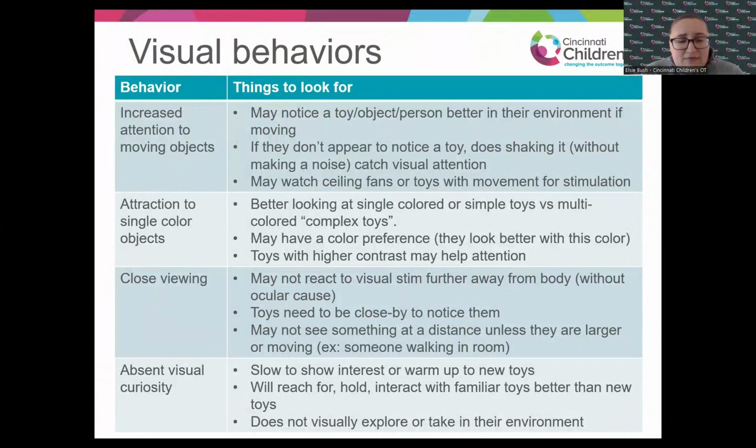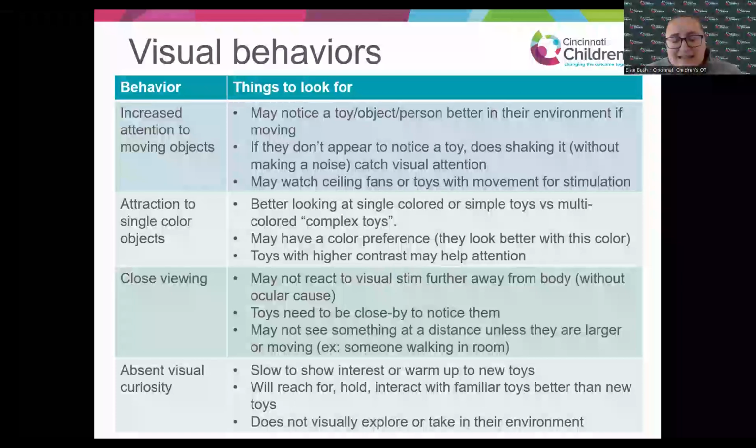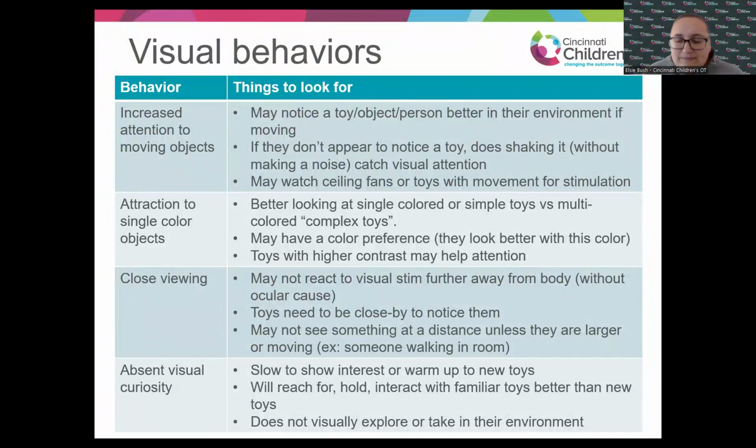And with kids with CVI, we may also just see absent visual curiosity. When we have challenges understanding what we're looking at, being curious, wanting to explore and visually trying to understand what we don't understand is more challenging for these kids. So we may have a strong interest in familiar toys, or decreased interest in looking around and trying to see what's around us, or a new toy may not be as exciting for us because we don't quite understand it.